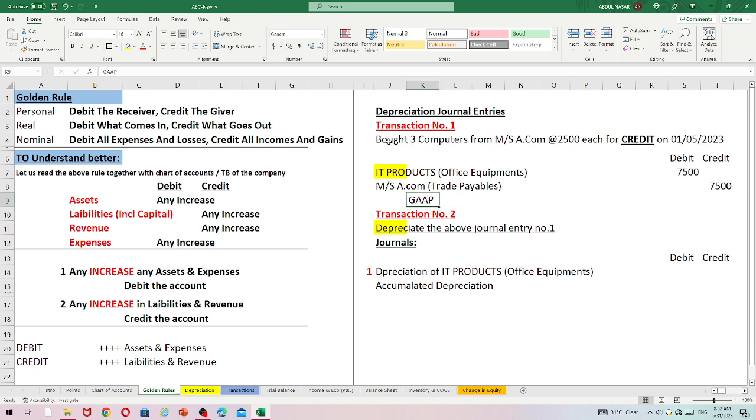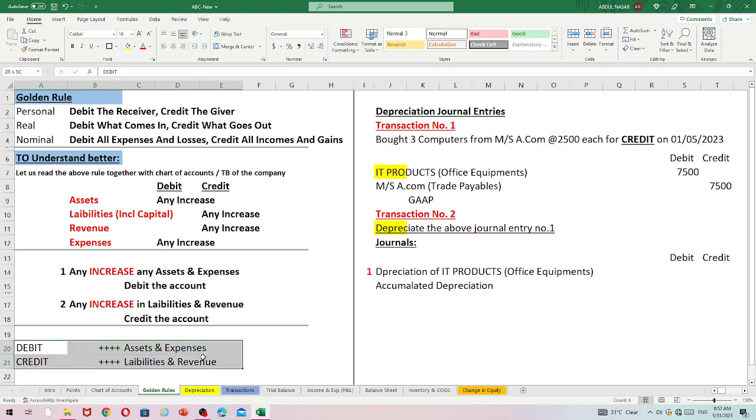Now, for example, we are going to discuss this entry. The company bought three computers from Messrs. A.com at the rate of 2,500 US dollars each for credit on 1st May 2023. The company has bought three computers at 2,500 each. So what will be the entry for this?